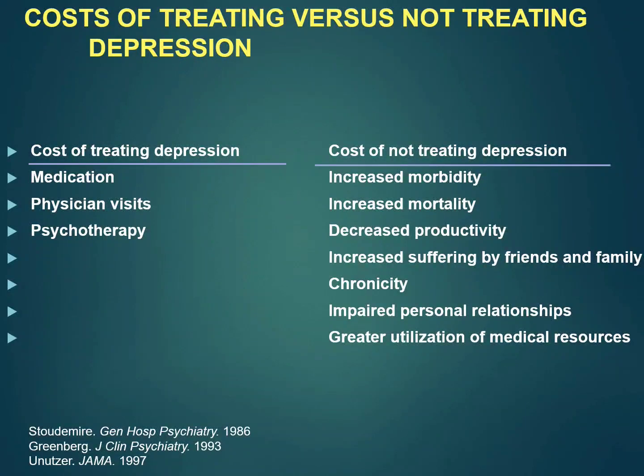The cost of either treating or not treating depression. When the treatment goes on, it is the medication which will cost, the physician's visits will be there, and psychotherapy, if it is done, that is also a costly thing to do. And the cost of not treating on the state: increased morbidity, increased mortality, decreased productivity, increased suffering by friends and family, chronicity of the illness, impaired personal relationships, and greater utilization of medical resources. So you can see it is much more if it's not treated, right?